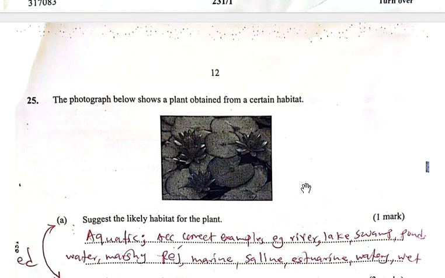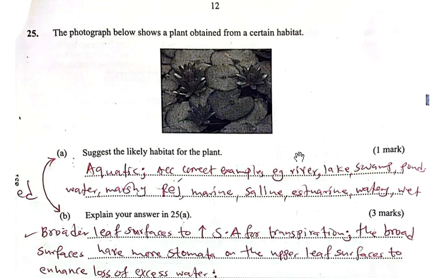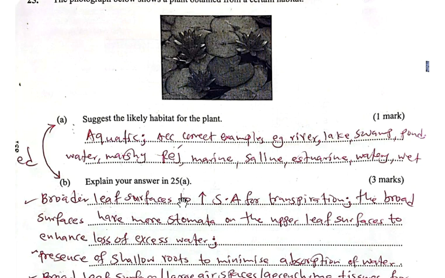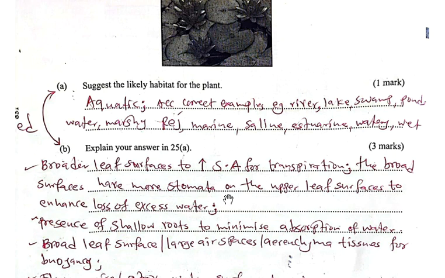Question 25. The photograph shows a plant obtained from a certain habitat. As you can see, it is floating on water. Say the likely habitat, and the likely habitat will be freshwater. And the reason: it has a broader leaf surface to provide a large surface area or increased surface area for transpiration.